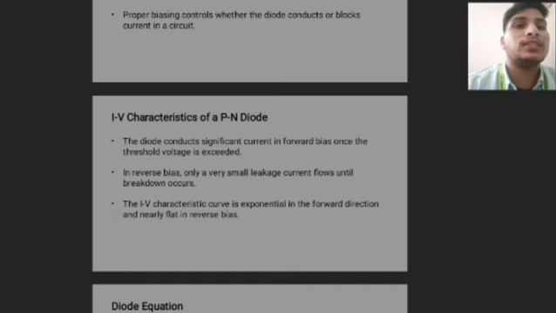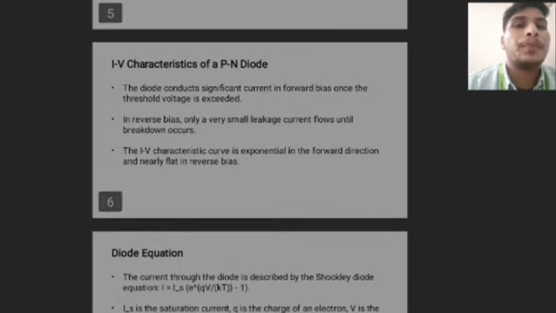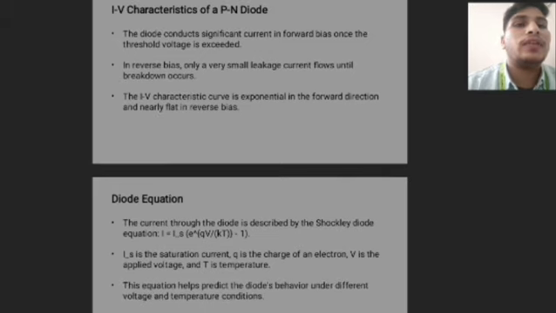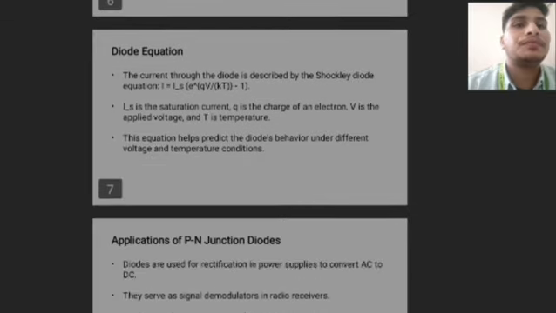Characteristics of a PN diode. The diode conducts significant current in forward bias once the threshold voltage is exceeded. In reverse bias, only a very small leakage current flows until breakdown occurs. The characteristic curve is exponential in the forward direction and nearly flat in reverse bias.